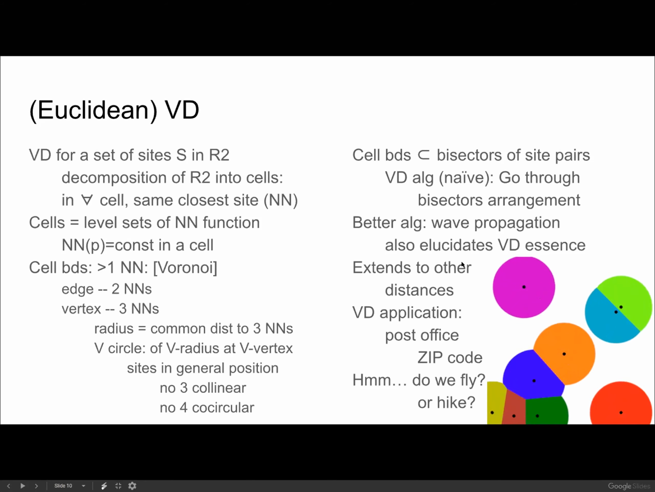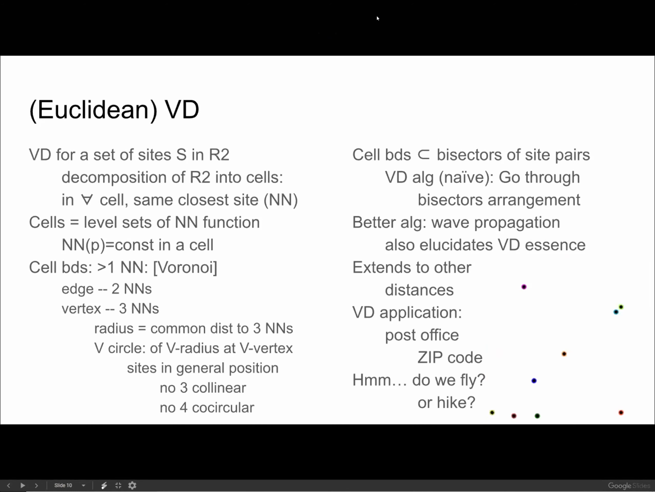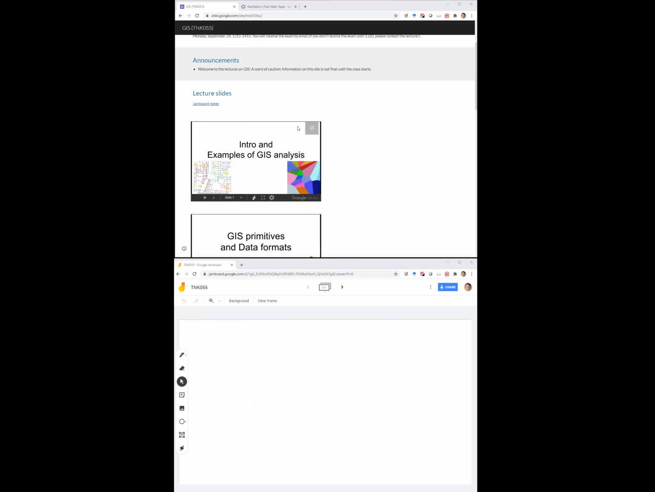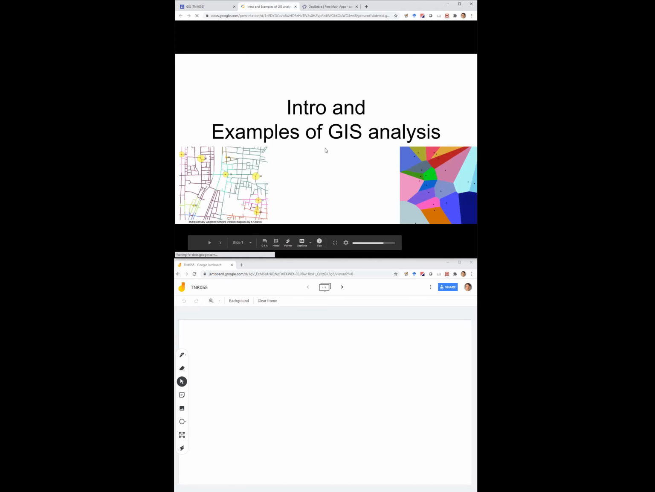Okay, so at this point, I want to draw something. And for that, I will be switching to my other screen. So I will still do the screen sharing, but now I'm using my other screen where I have more white space. So I will be showing the slides. That's still the same slide on top here. And at the bottom, I will have the Gemboard.